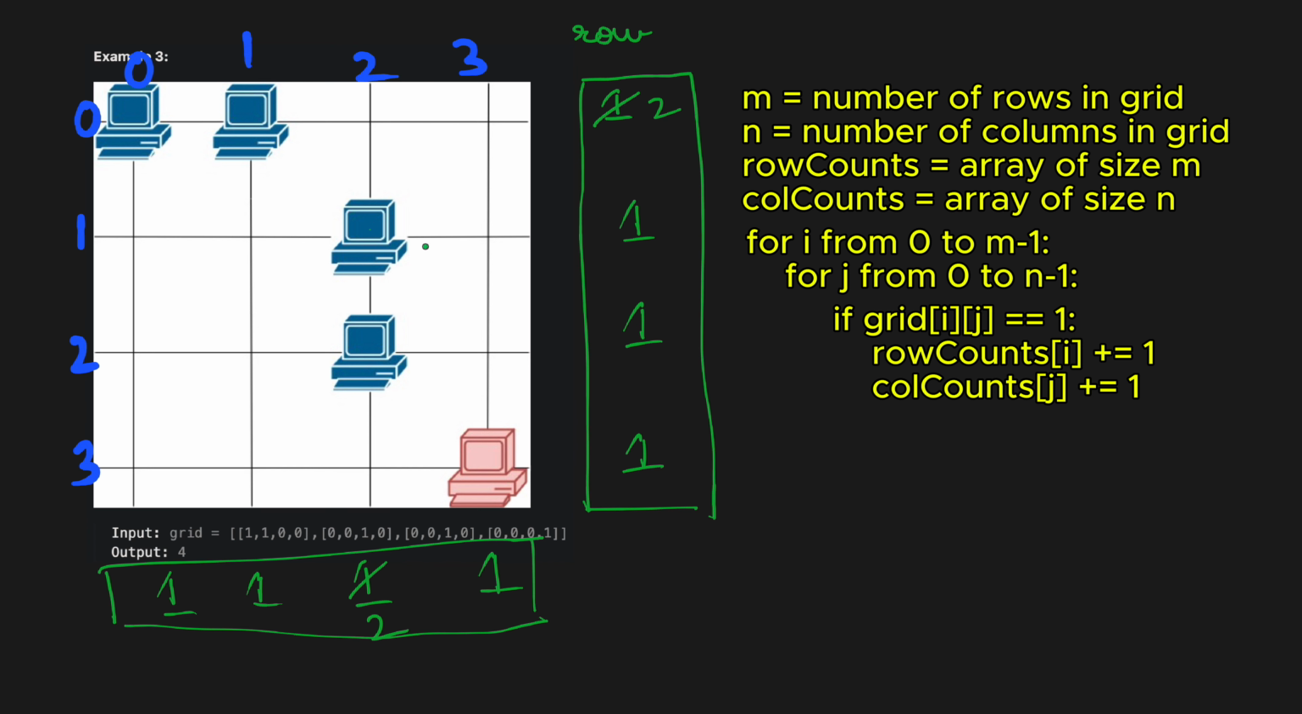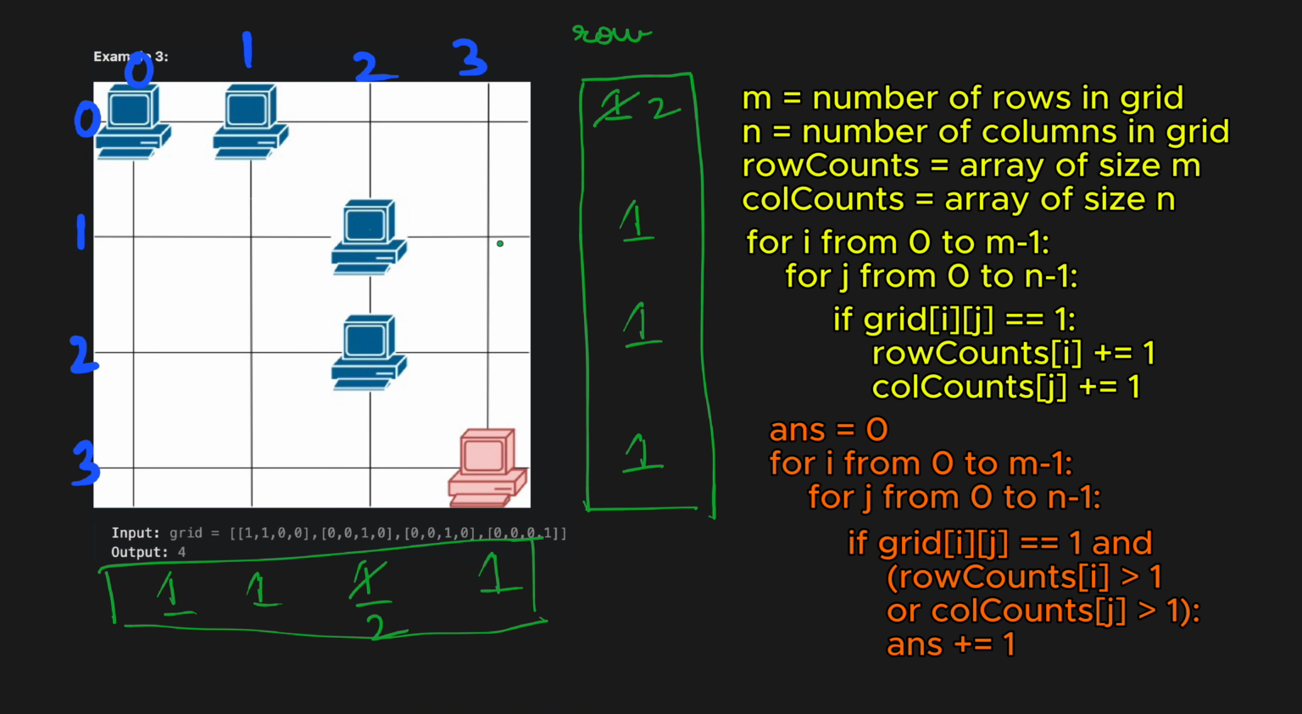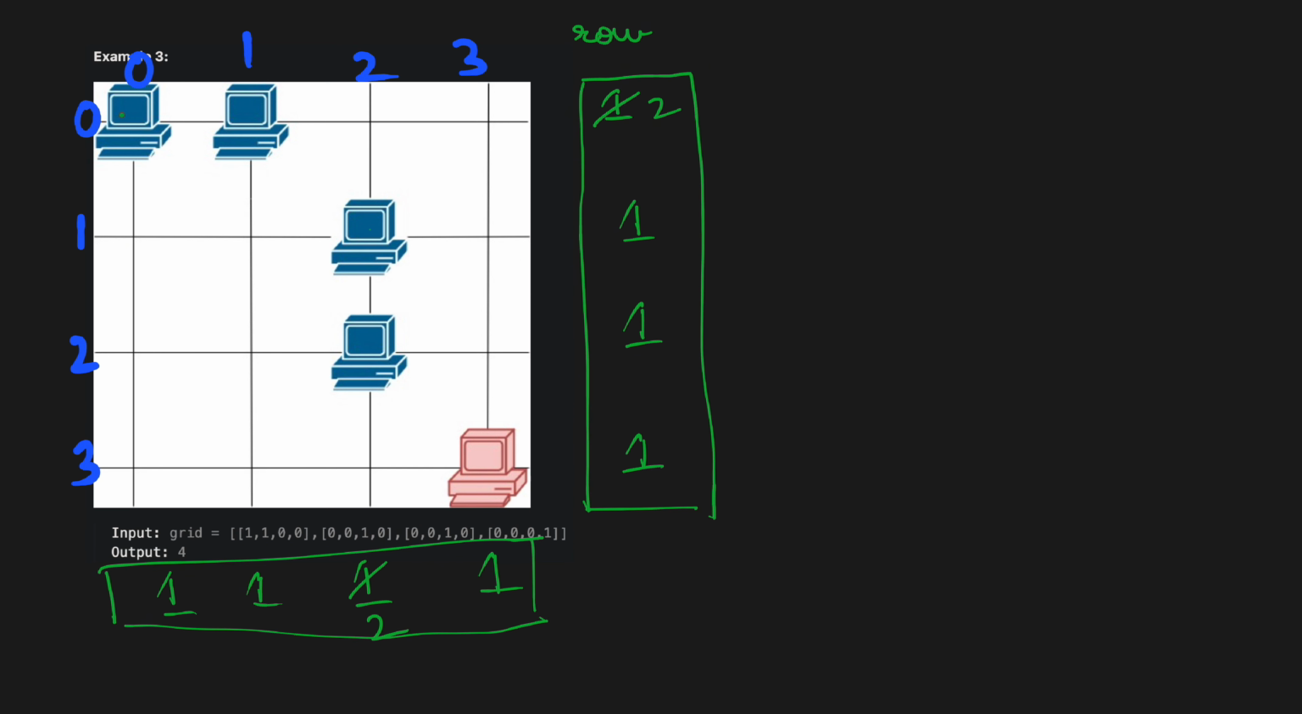Now in the second pass, we will go through the grid again and determine if each server can communicate based on these row counts and column counts. That is, if either of row counts or column counts is more than 1, it means there are at least 2 servers in the current row or column. Hence, this server can communicate. So again, we will iterate through the grid.